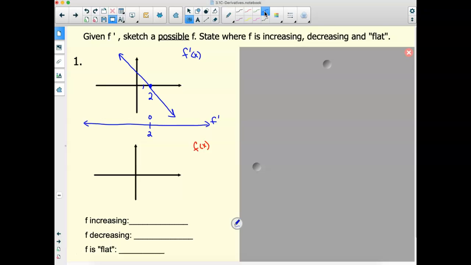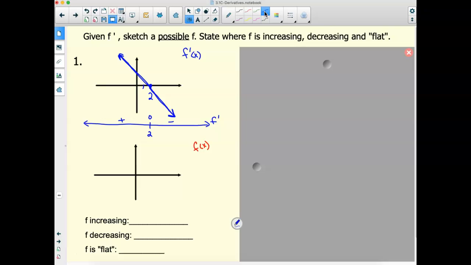I really don't know which one it is yet. And then I know because to the left of 2, all those y values are positive. Well, what did that mean for f? That meant f was increasing, right? And to the right of 2, all those y values were negative.